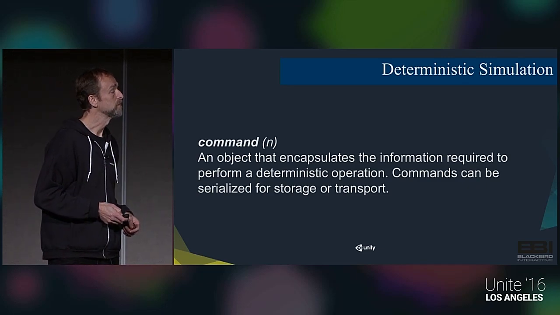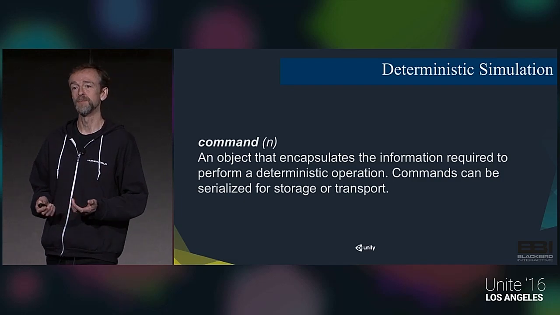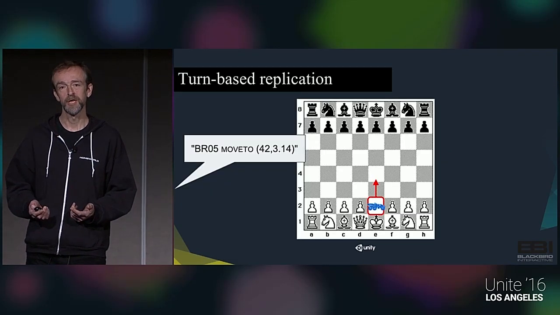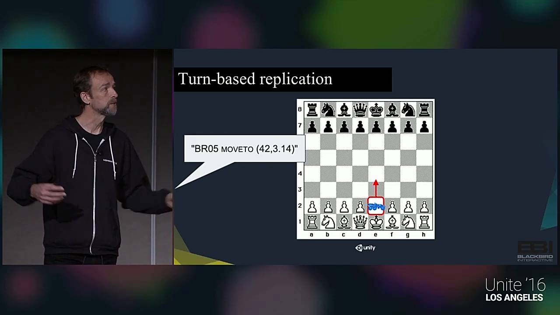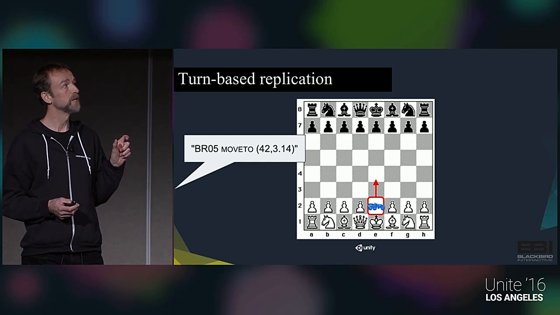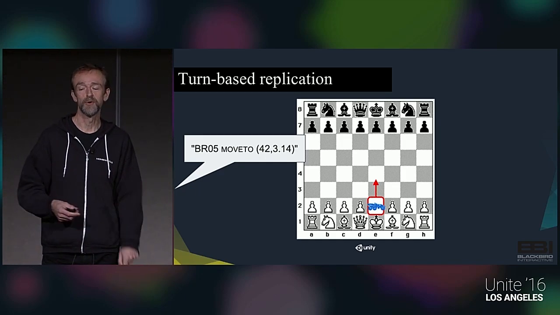And this is just a quick definition of what I mean by a command. It's basically a little packet of data describing an operation for the simulation to perform. So now we're kind of coming back to turn-based replication again. In our game, we've got this big six-wheel monster truck called a base runner. So a command might be something like, set a move order for this particular base runner to go to this specific point on the map.